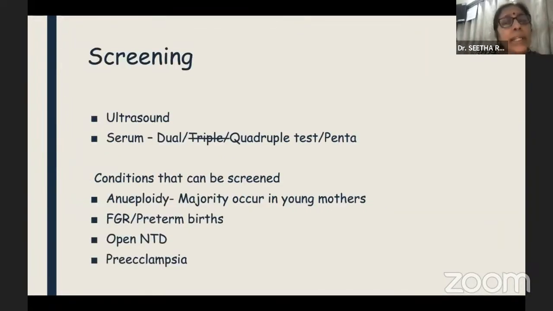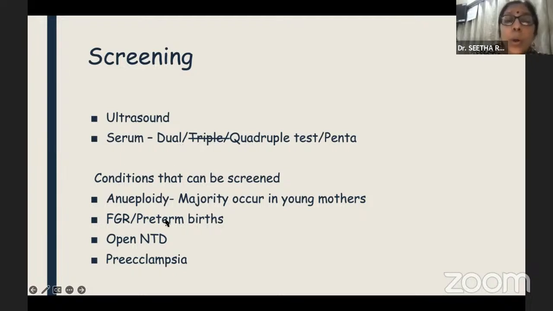So when we look at screening, especially for aneuploidy, we also have ultrasound, because ultrasound is now the stethoscope of obstetrics and gynecology, especially in obstetrics. For everything we need an ultrasound to detect further. And of course, we use serum markers, which are the biochemical markers, depending on which trimester you use.